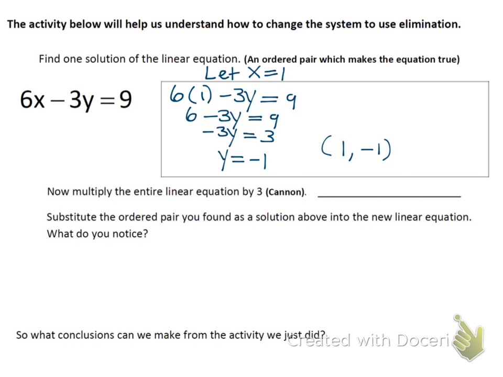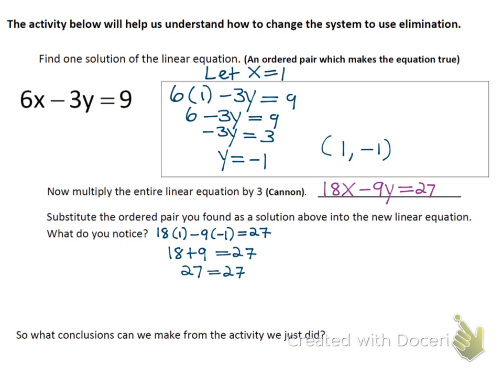Next, we're going to multiply the entire equation by 3, the equation over here, and use the distributive method. Make sure everything gets that 3. When we multiply by 3, we get 18x minus 9y equals 27. Next, we substitute that ordered pair we found above into our new equation. When I simplify that down, I get 27 equals 27. That is a true statement. Therefore, we can conclude that the ordered pair (1, -1) is still a solution of the equation.